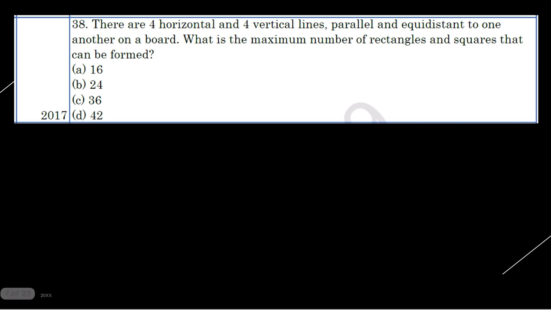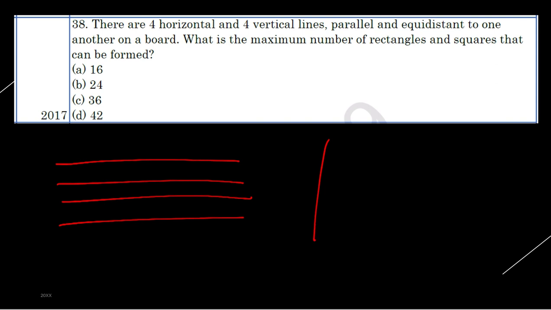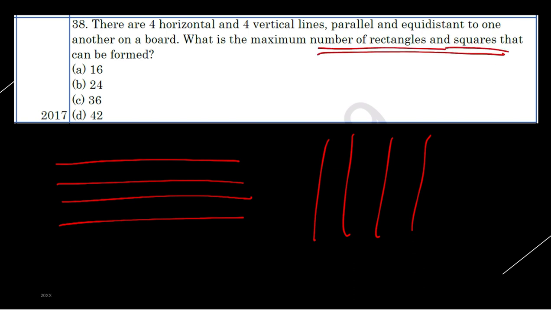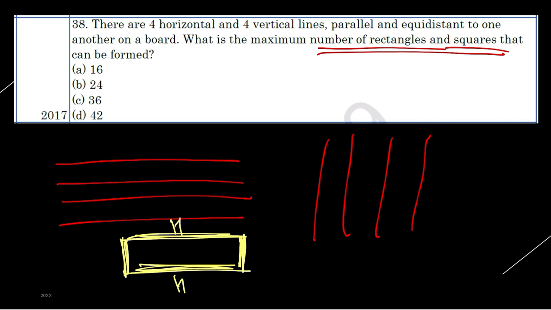Moving on, there are 4 horizontal lines and 4 vertical lines, right? Parallel and equidistant to one another, how many rectangles and squares can be formed? So, to form a rectangle or square, what do you need? You need 2 horizontal lines and you need 2 vertical lines. That's all we need, right? So let's say, we need 2 horizontal lines.